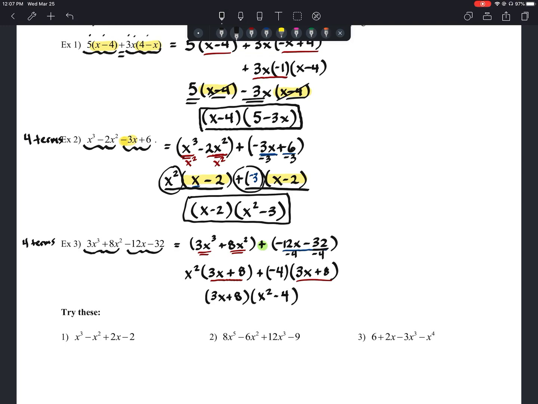Now this one isn't completely factored yet. If we look closely, we have x squared minus 4, which is a difference of squares. So we can factor it one more time. We'll end up with 3x plus 8 times the quantity of x plus 2 times the quantity of x minus 2. That would be our final answer, the thing that's been factored completely.